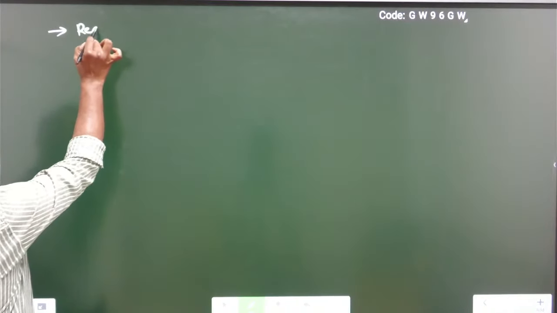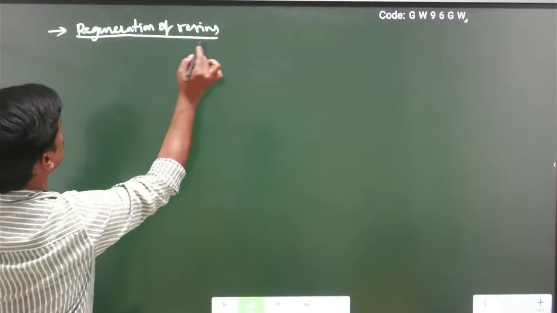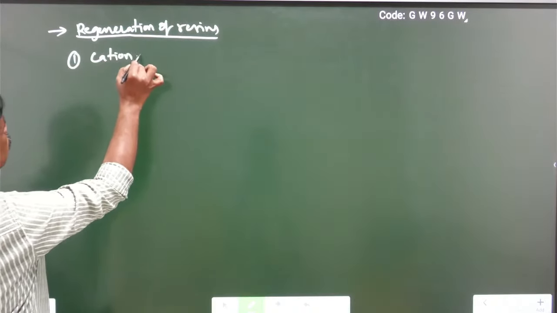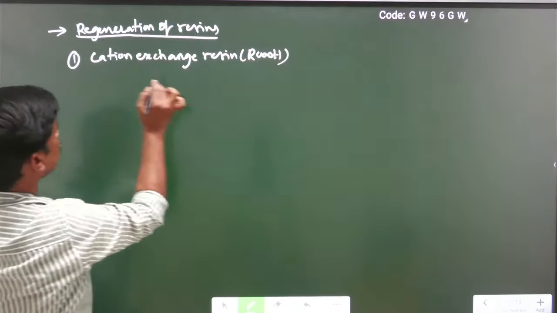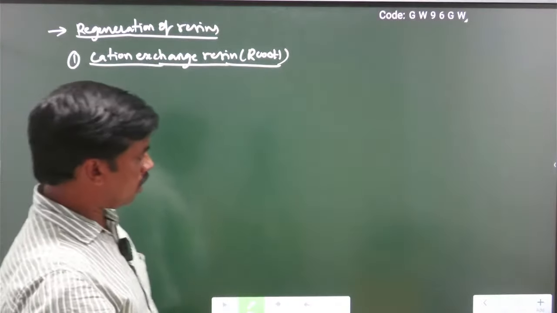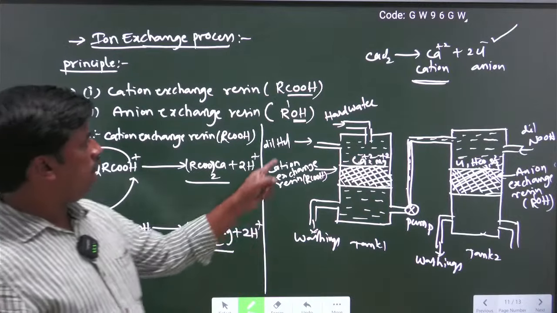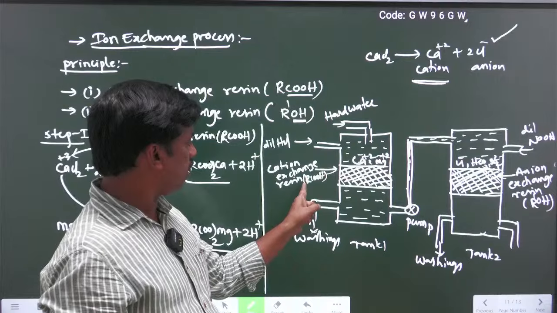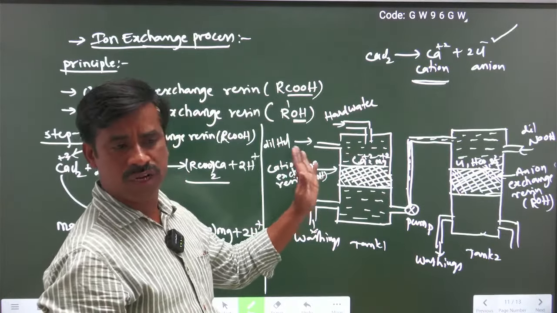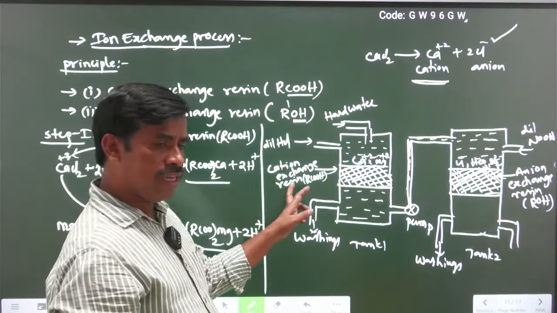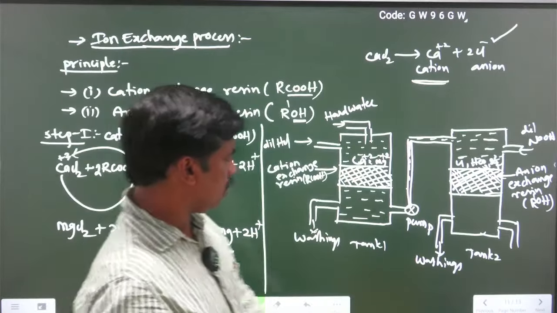Regeneration of resins. How to regenerate? First, the cation exchange resin, RCOOH. This one we need to regenerate. RCOO2Ca and RCOO2Mg can be regenerated by the addition of dilute HCl. The cation exchange resin bed is regenerated by the addition of dilute hydrochloric acid. I am showing the reaction.